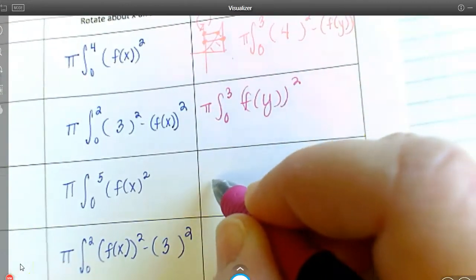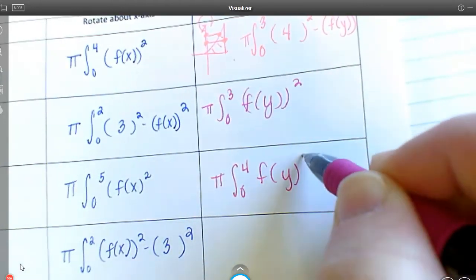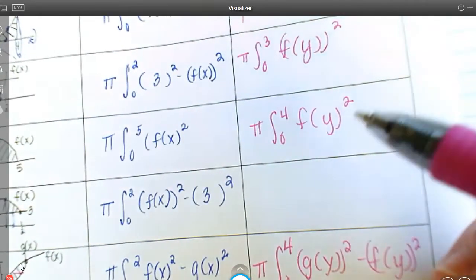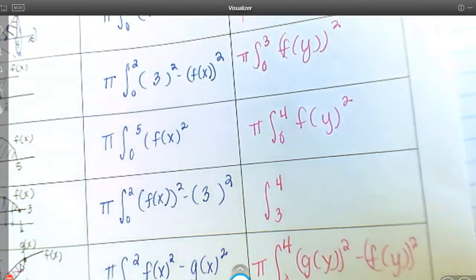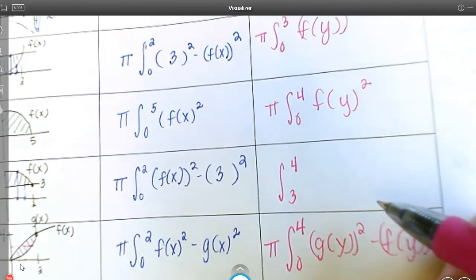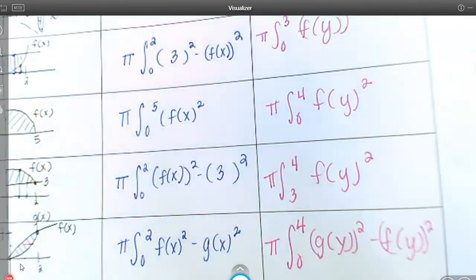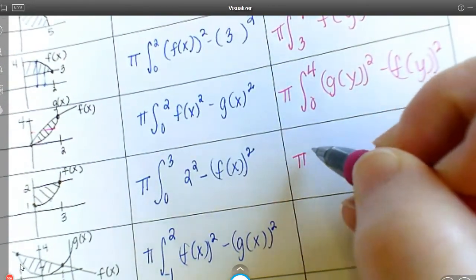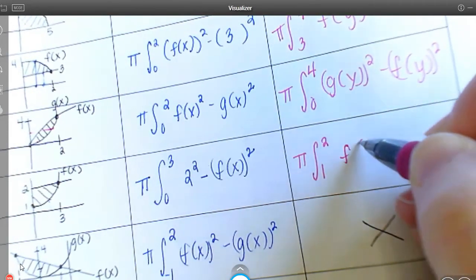So on 3, it would be pi 0 to 4. There's no hole, so f of y. Good. Number 4 would be from 3 to 4. Careful not to go from 0 to 4 because that line is like the boundary. And again, there's no hole. So f of y squared. Number 6, again, no hole. And it's from 1 to 2. And f of y.